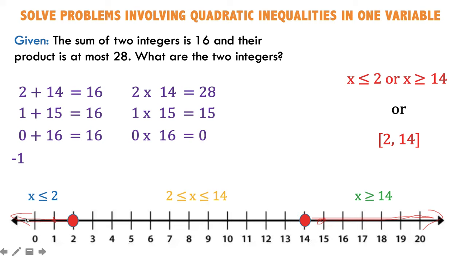And lastly, the next number after 0 is negative 1. So let us pair this with 17 because negative 1 plus 17 gives 16. So therefore, when we multiply negative 1 and 17, it should give less than 28. So let's try. Negative 1 times 17 is negative 17. Therefore, since this negative 17 is less than 28, again, it satisfies our given. So therefore, we have proven that our answer is correct because it satisfies our given problem.